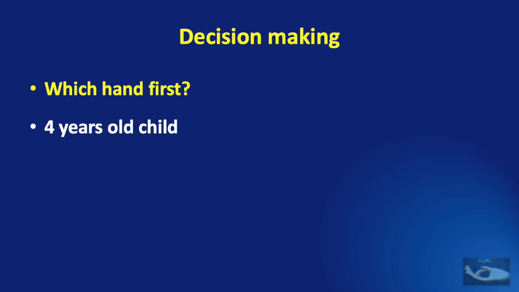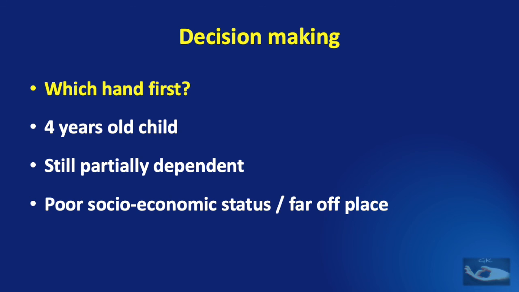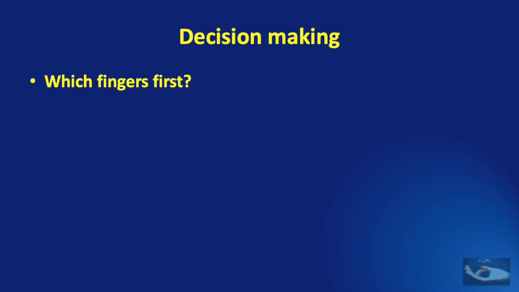This is a 4-year-old child, still partially dependent for all her needs on her parents, and they come from a poor socioeconomic status and a far off place and cannot come for repeated surgeries. We can plan for surgery on both hands at the same time. And having decided to operate on both hands together, we need to decide on which fingers to be released first.